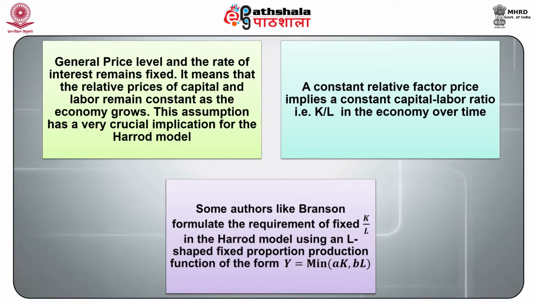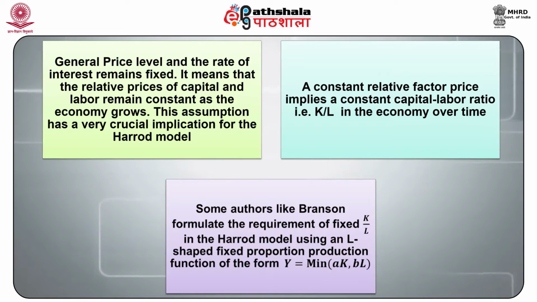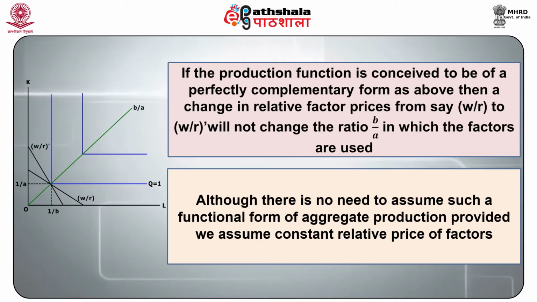Some authors like Branson formulate the requirement of a fixed capital labor ratio in the Harrod model using an L-shaped fixed proportion production function of the form Y is equal to minimum of AK and BL. If the production function is conceived to be of a perfectly complementary form as above, then a change in relative factor prices from say W upon R to W upon R dash will not change the ratio B upon A in which the factors are used.